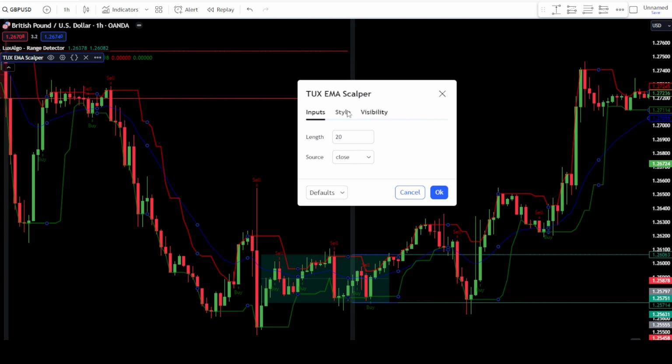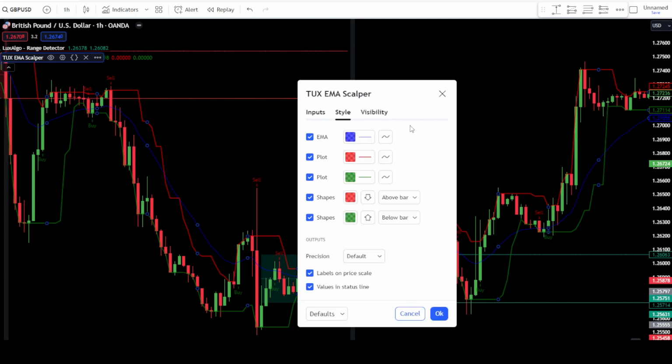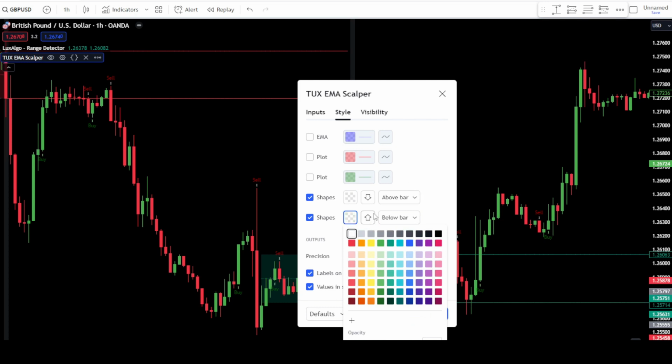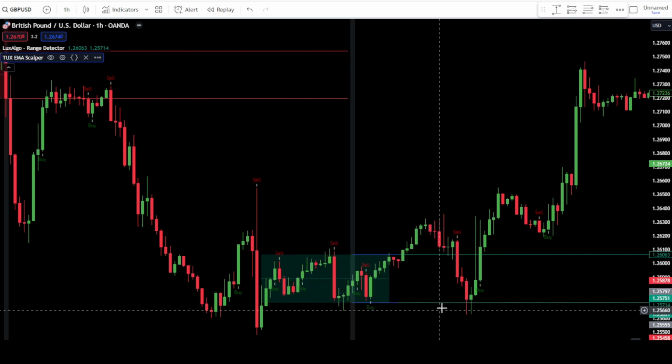Leave the input settings at their default configuration. Move to the Style tab. In the Style tab, remove the check marks on EMA and Plot. Adjust the color of the shape according to your preference. Once done, click OK to confirm the changes.